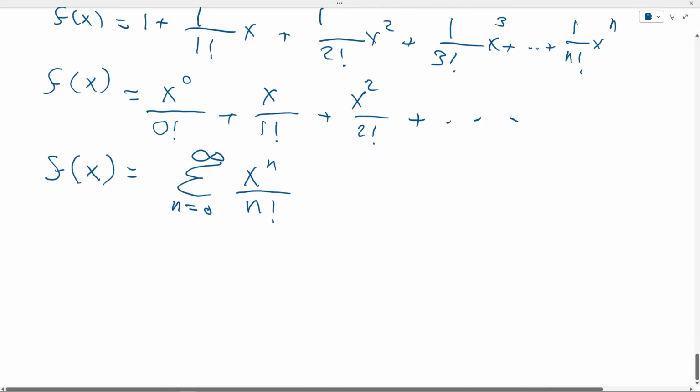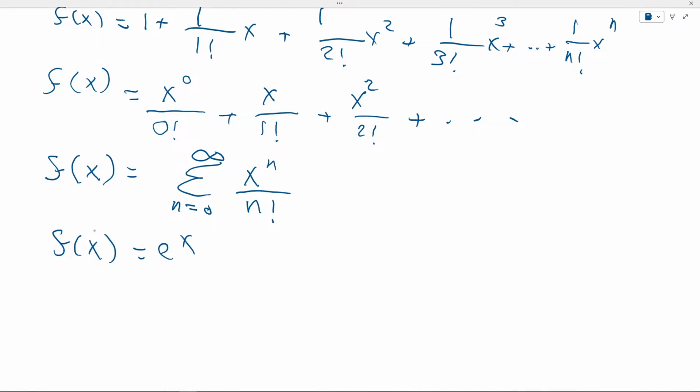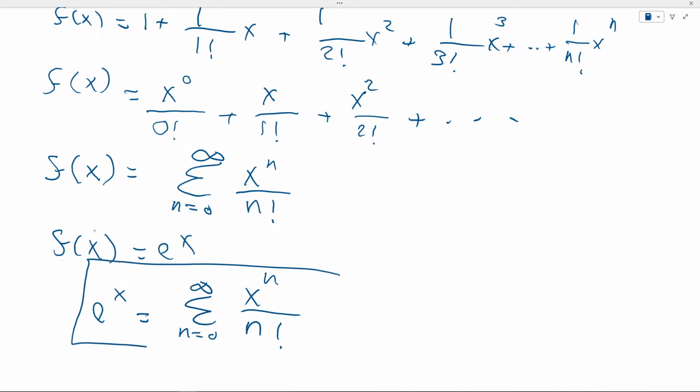Wow! I mean, isn't this amazing? What does this mean? My f of x is e to the power x, which means that e to the power x, I can approximate by this guy. That is how I can approximate e to the power x. Why is this important? Why do we care to approximate e to the power x like this? Because we already know how to evaluate it. We don't need to approximate it.